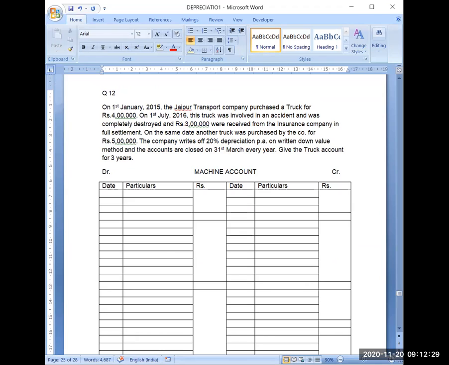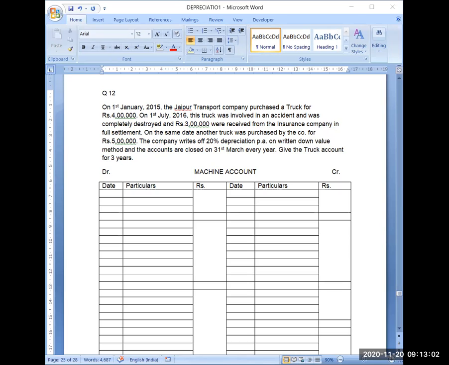On 1st July 2016, the truck was involved in an accident and was completely destroyed, and rupees 3 lakh were received from the insurance company in full settlement. So now this is a new type of question for you where you are not selling any asset, but you have to dispose of your asset due to some accident or some loss. On the same date, another truck was purchased by the company for rupees 5 lakh.